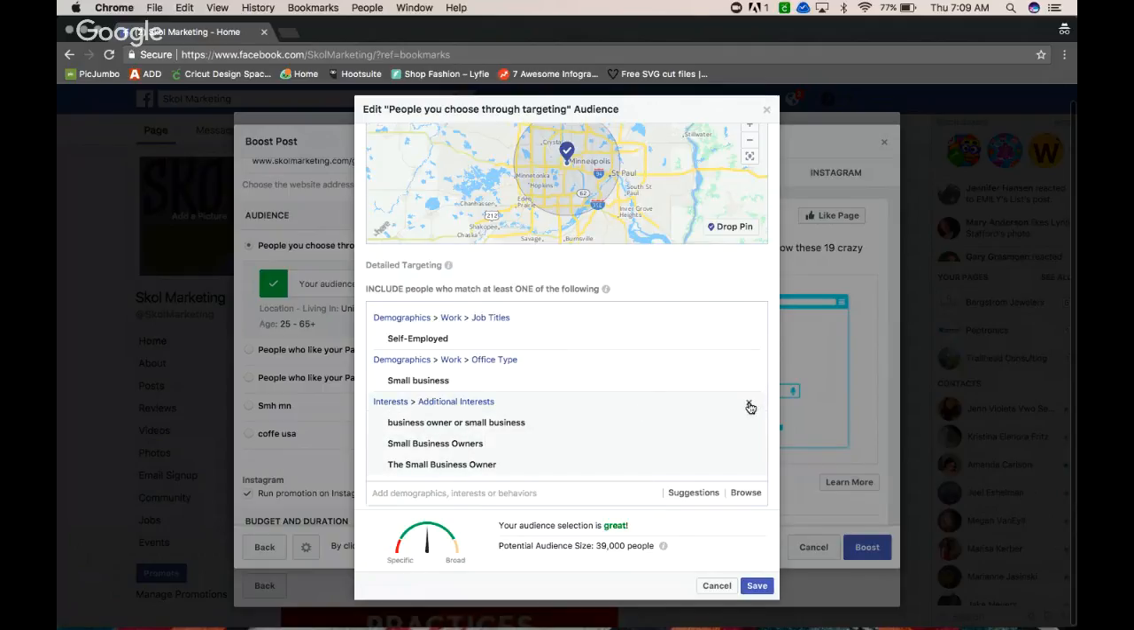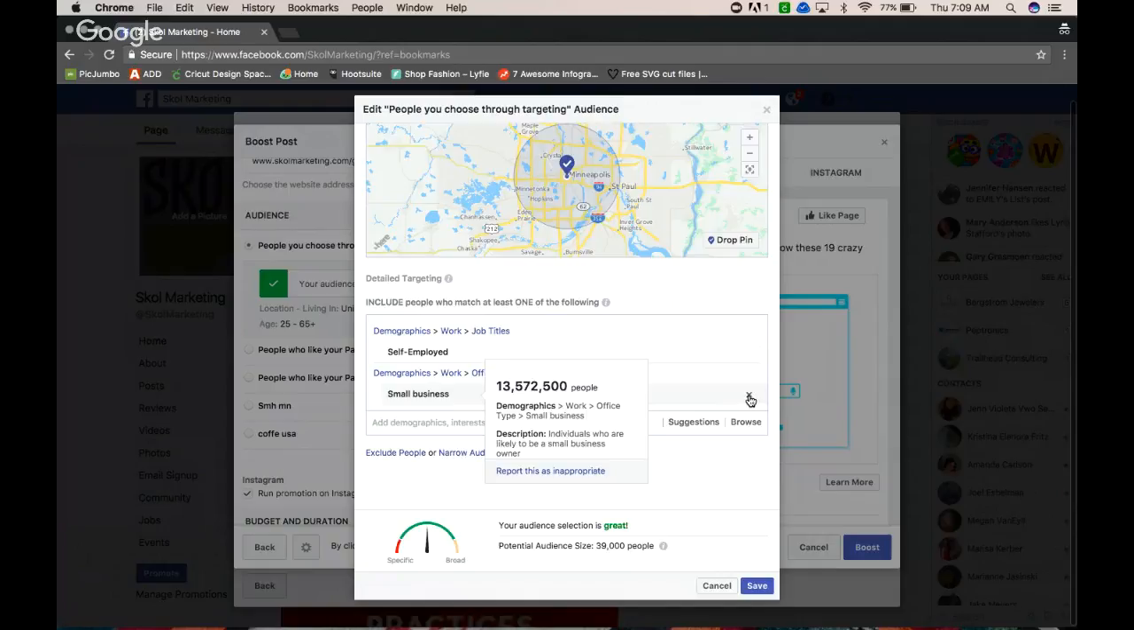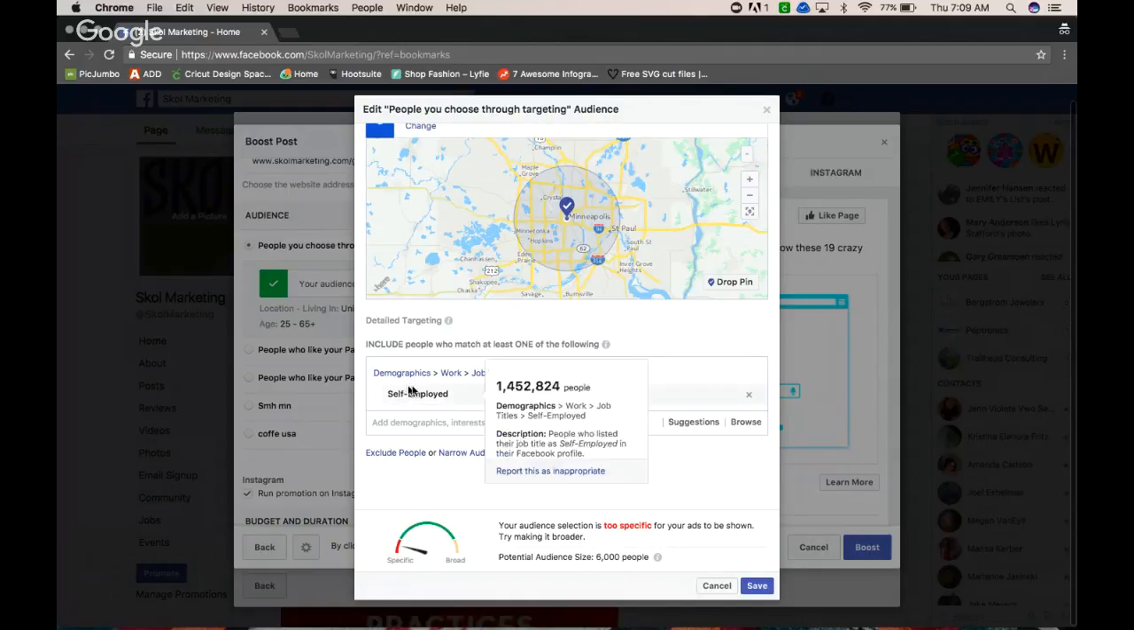Now, let me just get this to show up in too specific, just so you can kind of see what this looks like. You can see, right, if I just did the one self-employed interest or detailed targeting field, I get the too specific right there. It says, hey, your audience selection is too specific for your ads to be shown. Try making it broader. What's kind of funny is obviously if you read that, you would think that your ads may not show. That's not the case. They actually will show. It's just that Facebook is trying to get you to have a broader audience. Now, I also encourage you to try to add some to get a little bit broader audience, but if you absolutely can't, you can run them like this.